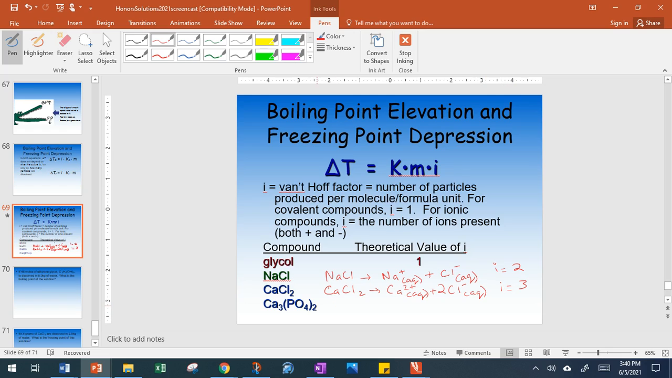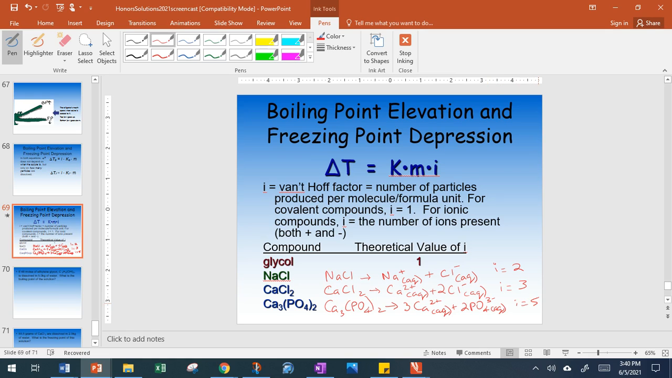And finally, if you look at calcium phosphate, the polyatomics do not break apart in solution, but what happens is when this dissolves in water, you get 3 calcium ions in solution, and you get 2 phosphate ions in solution. So here, i is equal to 5.